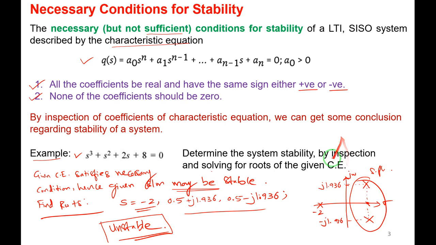Because if the system has to be stable, all the roots should lie in the left half of the s plane, but since these two roots are lying in the right half of the s plane, the given system is unstable. If even one root is lying in the right half of the s plane, then also I will say that the system is unstable. Please try to understand, right? If any doubts, please unmute yourself and talk to me so that I can clarify your doubts immediately.